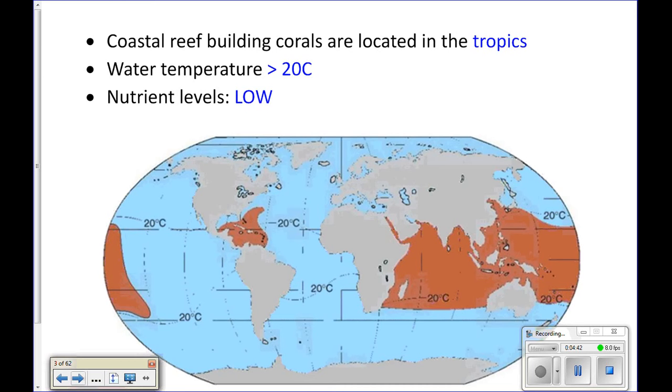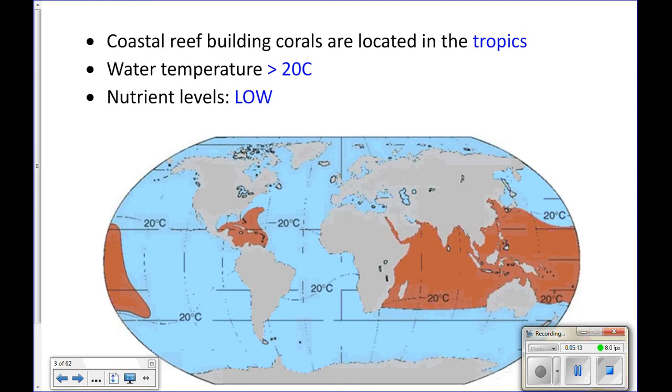Again, warm water, because most of the energy from the sun gets absorbed at the equator, which makes the water at the equator warmer. And then also, remember from first semester, in the tropics you have a permanent thermocline, yeah? And so permanent thermocline equals nutrients trapped in the deep sea, so you get nutrient poor water. So those two things are found in the tropics, which is where you find coral reefs.